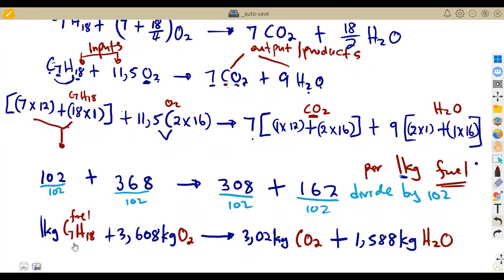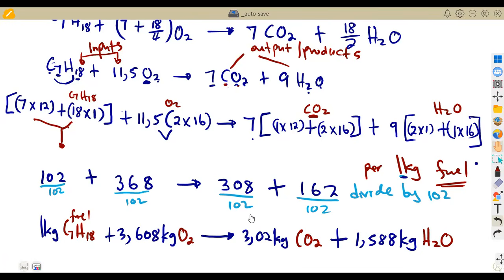On the input, we are saying if we introduce, or if we have, 1 kg of the fuel, it is going to need 3,608 kgs of oxygen to burn completely. It must need 3,608 kgs of oxygen so that we obtain 3,02 kgs of carbon dioxide plus 1,588 kgs of water. That is what it means. So the question is, because even if you add this, we must obtain the same on the right-hand side. The question there was not about having this mass of fuel, this and that.